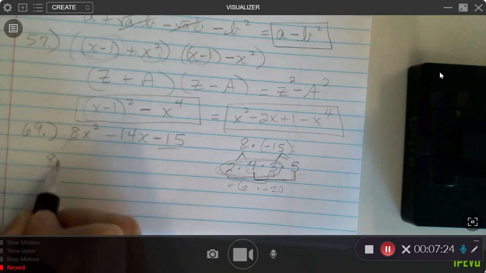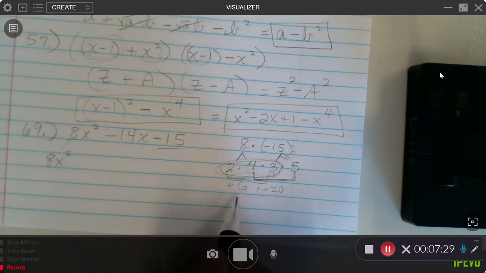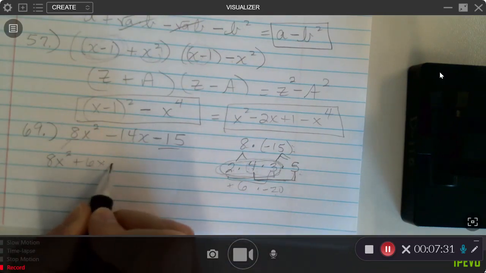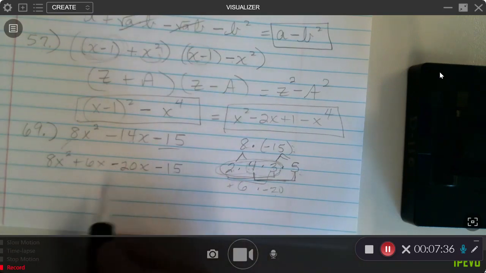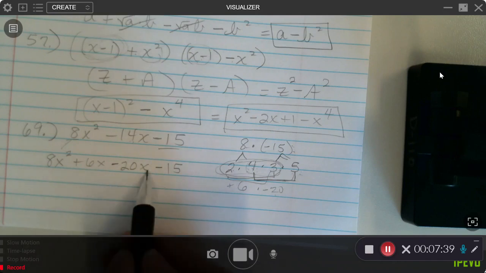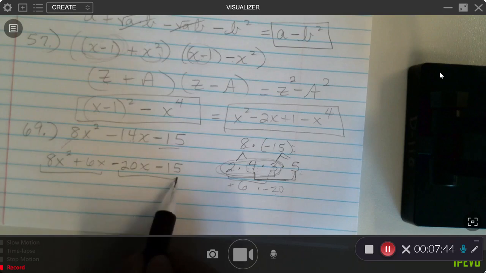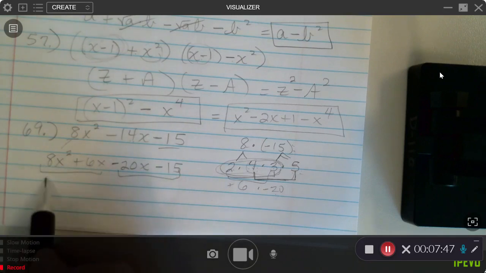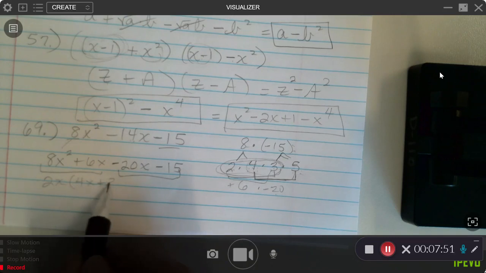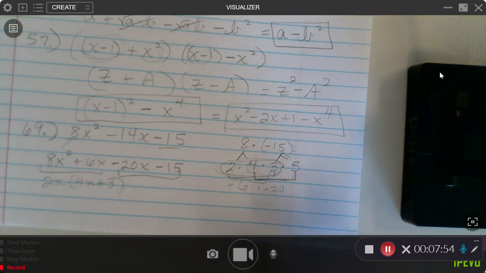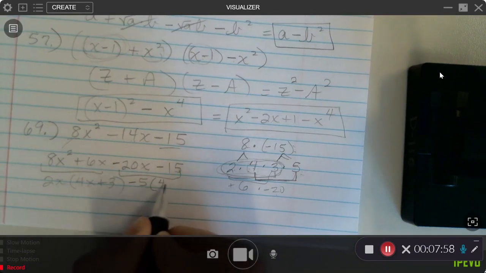Keep that 8x squared plus 6x minus 20x minus 15. It doesn't matter if you do minus 20x plus 6x; you're still going to just factor by grouping. 2x comes out. Is that 4x plus 3? And a negative 5. Positive 4x plus 3.